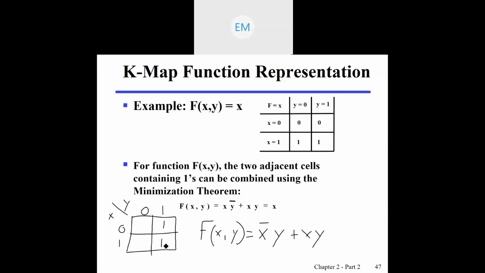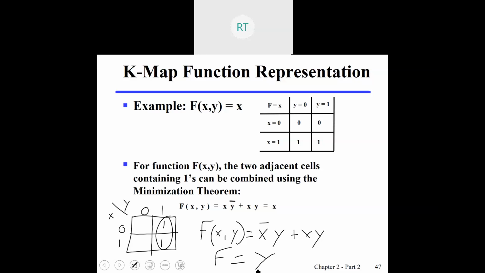Very good. Okay, now I want to use the K-map. I have two adjacent ones. I take these two adjacent ones and I check the x first. X was 0 here and it became a 1 here, so I eliminate x. I look at the y now. Y was 1 here and remained 1 here unchanged, so I keep y. So f will be equal to y.